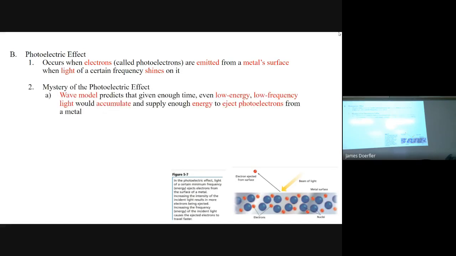Again, that wave model predicts that given enough time, even low energy, low frequency light would accumulate and supply enough energy to eject photoelectrons from a metal. But metal will not eject photoelectrons below a specific frequency of incident light, meaning just light directed towards it.